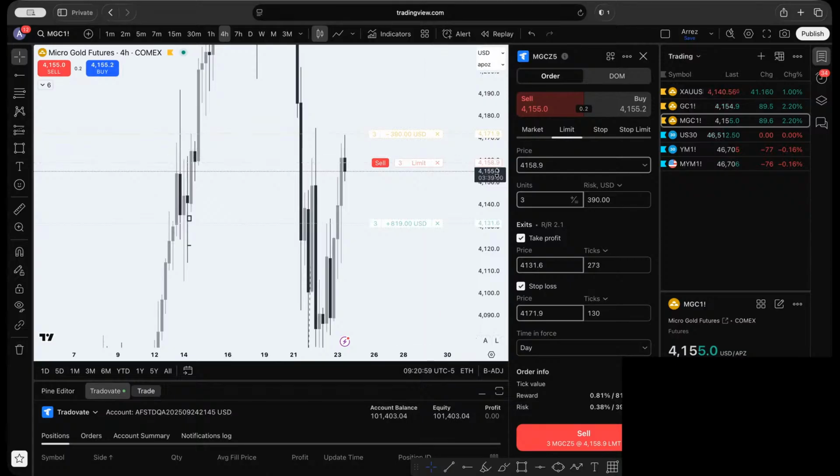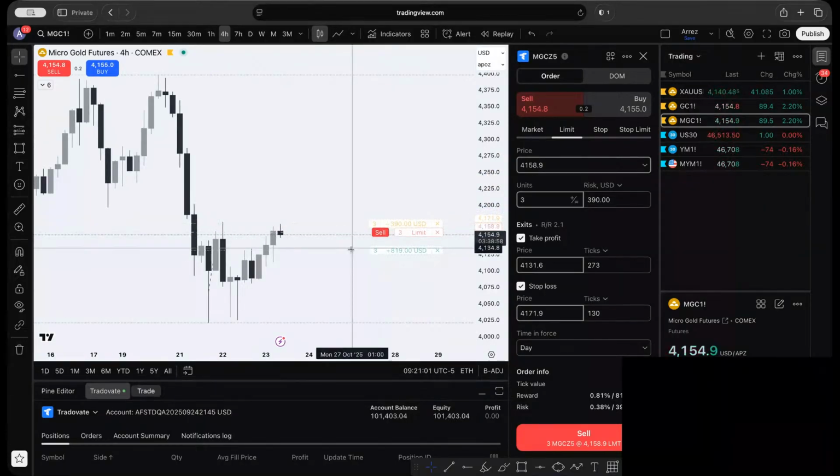Once again, if we do a higher time frame analysis, we have in a way broken structure right here.